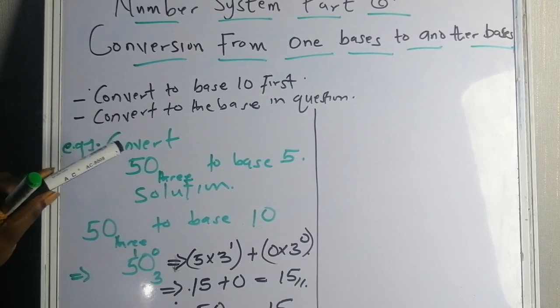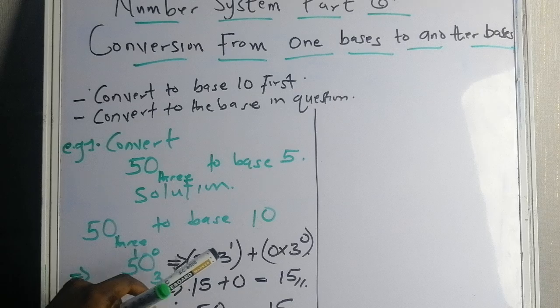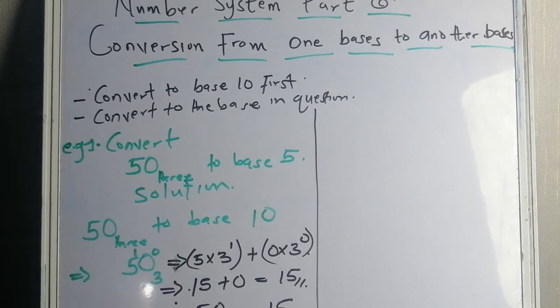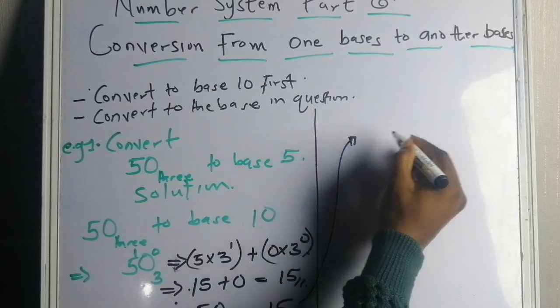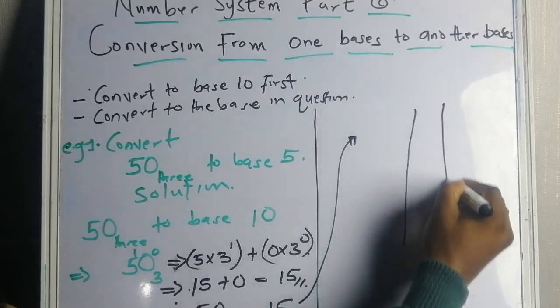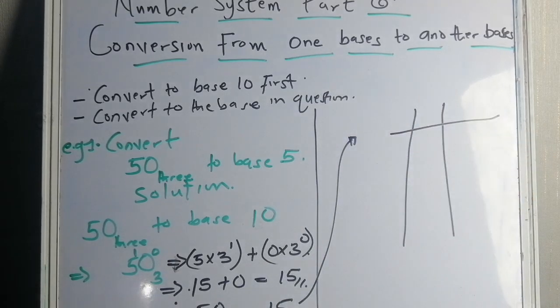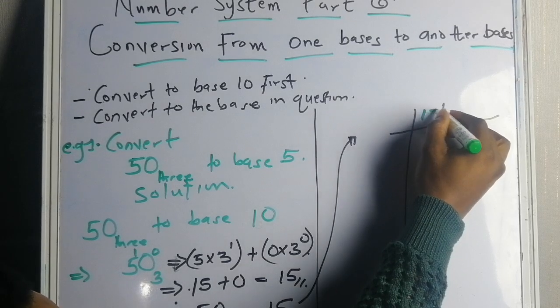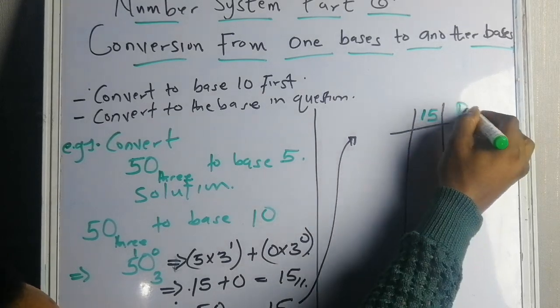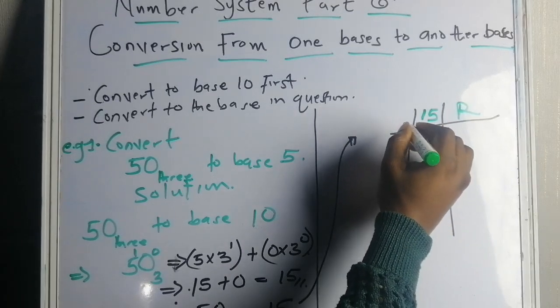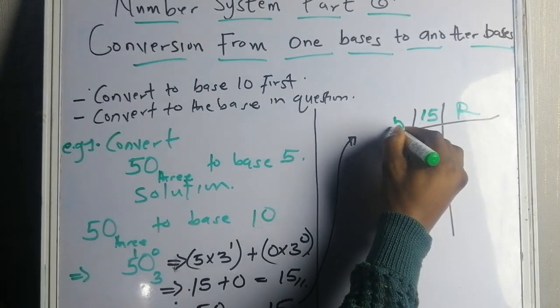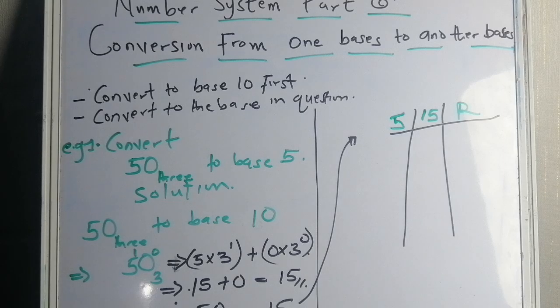The second condition is convert to the base in question. What is the base in question here? Base 5. So I can continue this here. You can now have your usual table. You have your 15 in base 10, you have your remainder, and then where are we converting it to? 5. It's as simple as that. So you can see that it's very simple. The first step, I told you, convert it to base 10.